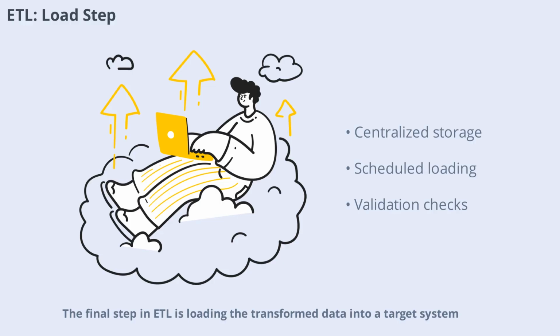The final step in ETL is loading the transformed data into a target system, usually a data warehouse or data mart. This centralized repository is optimized for querying and reporting, making it easy for analysts to access and use the data. The loading process can be scheduled to run at specific intervals, such as nightly or weekly, depending on business needs. Efficient loading ensures that the data is up to date and available for timely decision-making. Monitoring and validation are also important to confirm that the data has been loaded correctly.